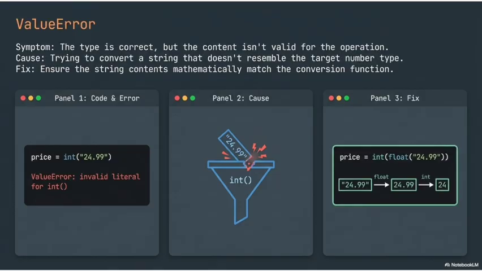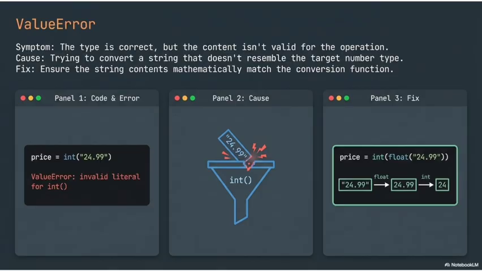ValueError means the type is right, but the content is invalid. Python knows what you're asking for, but the data doesn't qualify. The classic example here is price = int("$26.99") with the dollar sign. You've correctly used int to convert a string to a number. The type call is right, but the string contains a dollar sign and a decimal point, which integers can't represent. Python can't parse "$26.99" into a whole number.